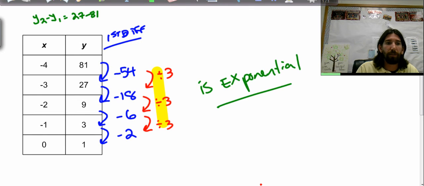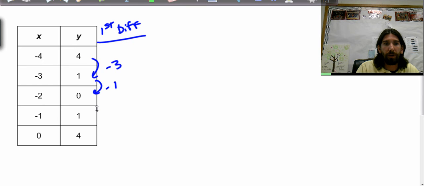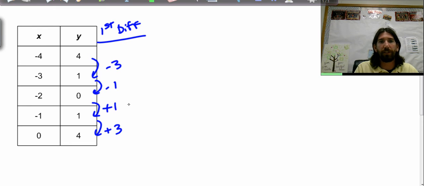Let's look at another table. Again, check our x values. Can I cheat? +1, +1, +1, +1. I can cheat, so I can study my first differences. This is a -3, -1. What happens here? Add 1, add 3. It's interesting. The rate of change is not constant, but the pattern is not multiplying.